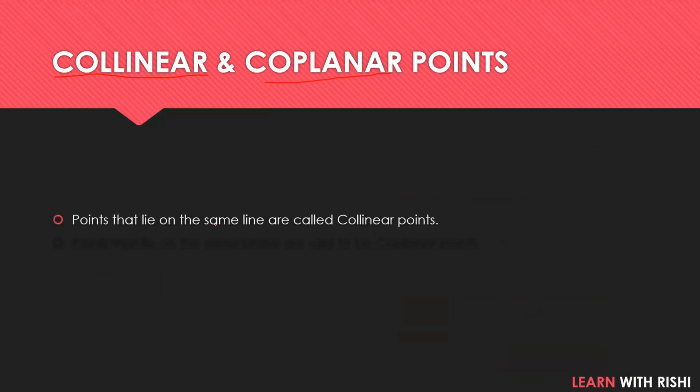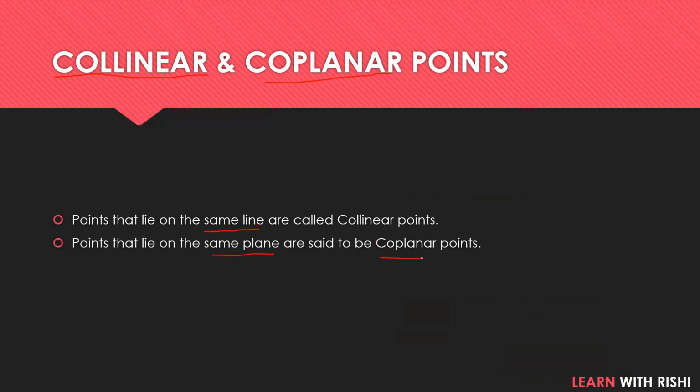So points that lie on the same line are called collinear points, and points that lie on the same plane are said to be coplanar points.